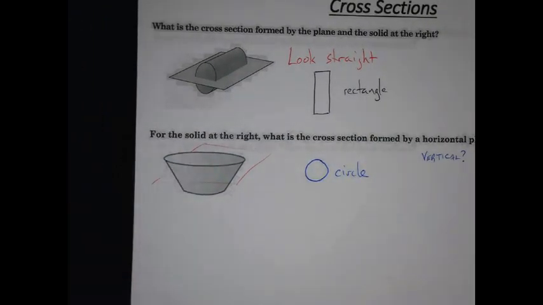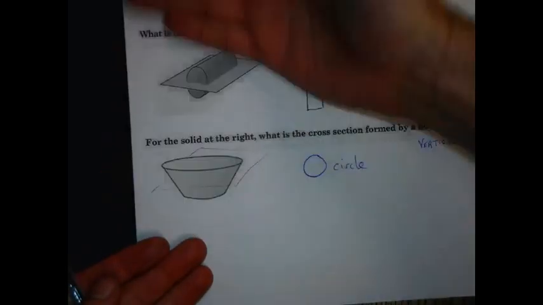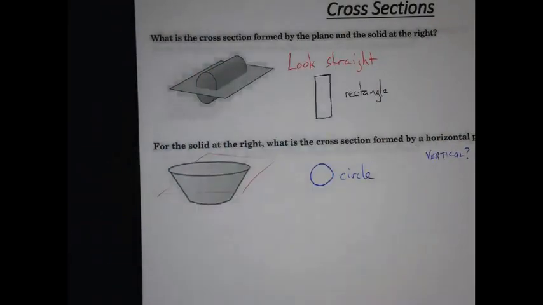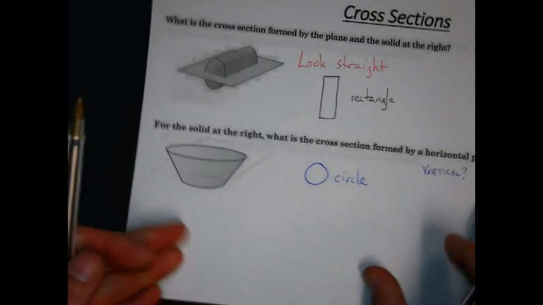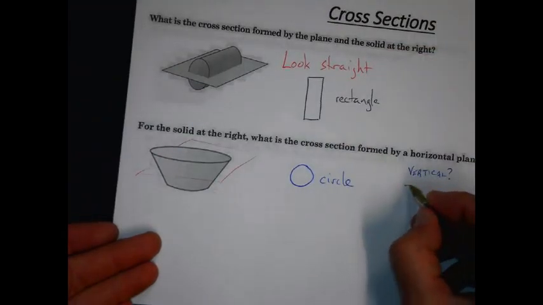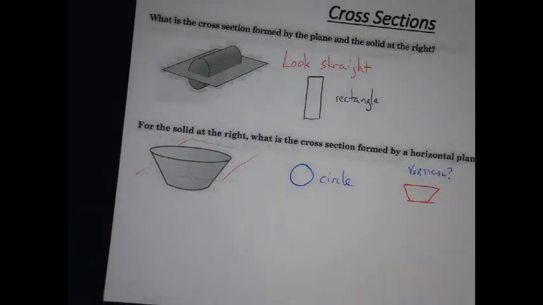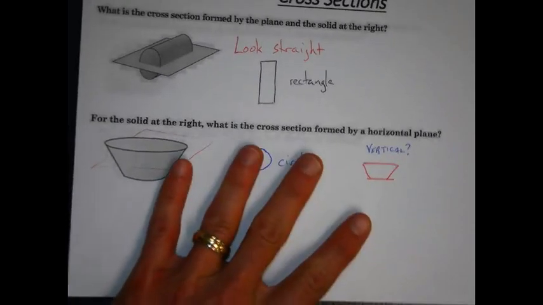Now, what about a vertical cut? Could you imagine what a vertical cut would be? So if we cut it straight down this way. Okay, so a vertical cut, what might that look like? If we were looking straight at the bowl, hopefully you can imagine the vertical cut would make a trapezoid. That is the shape the vertical cut would make, a trapezoid.